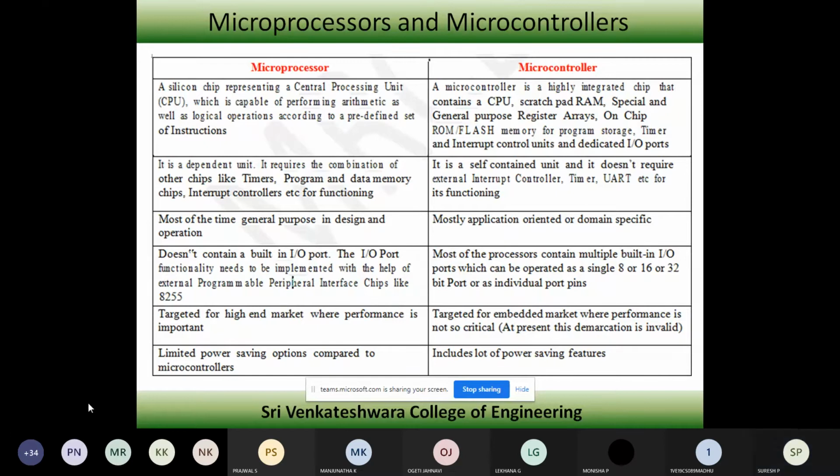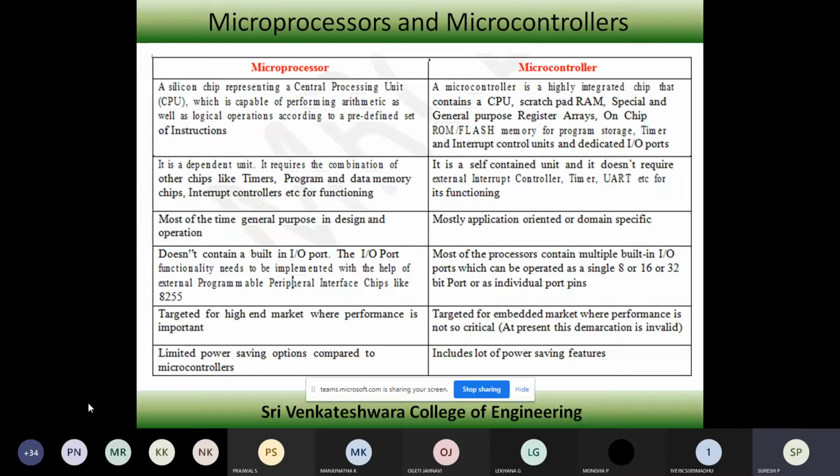for its functioning. Microprocessors are general purpose in design and operation, while microcontrollers are mostly used in the field where you have application-oriented or domain-specific work. So when you want to build some application which is specific to a particular processor or a particular application, we are going to make use of the microcontroller.